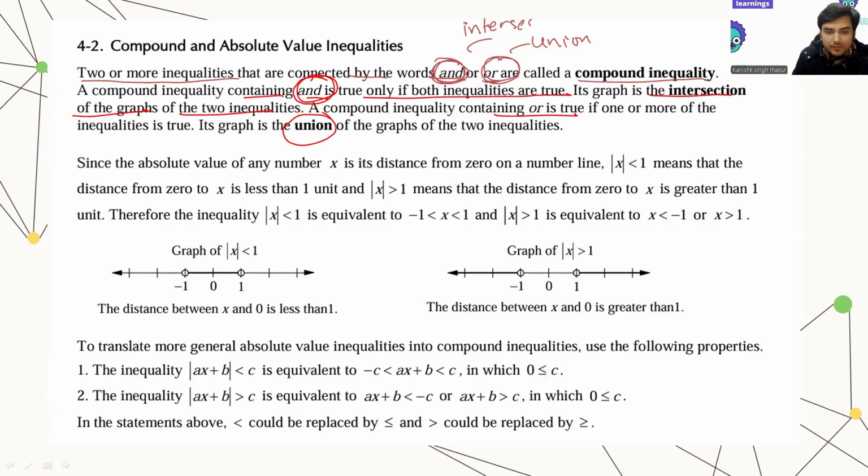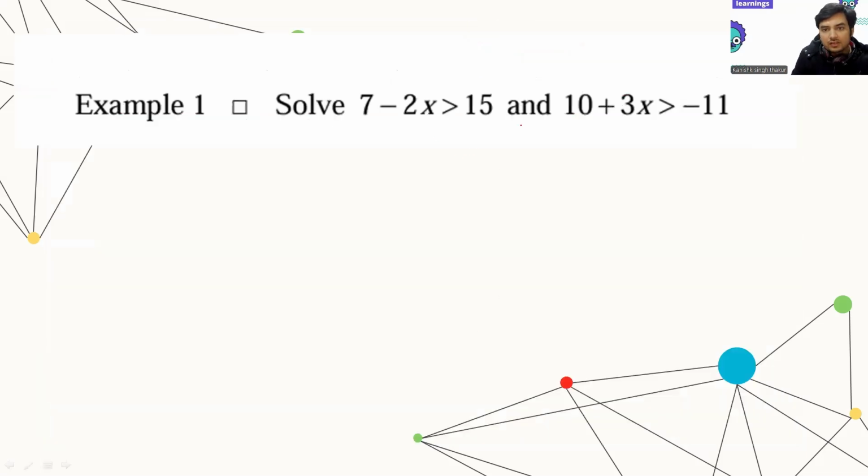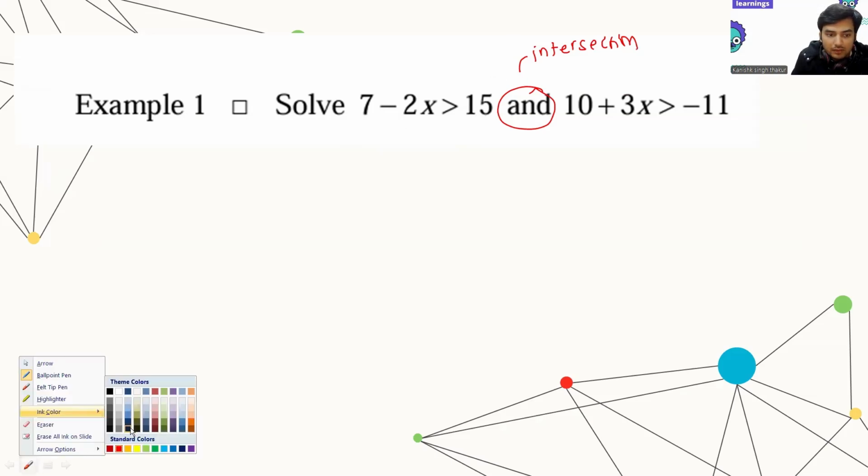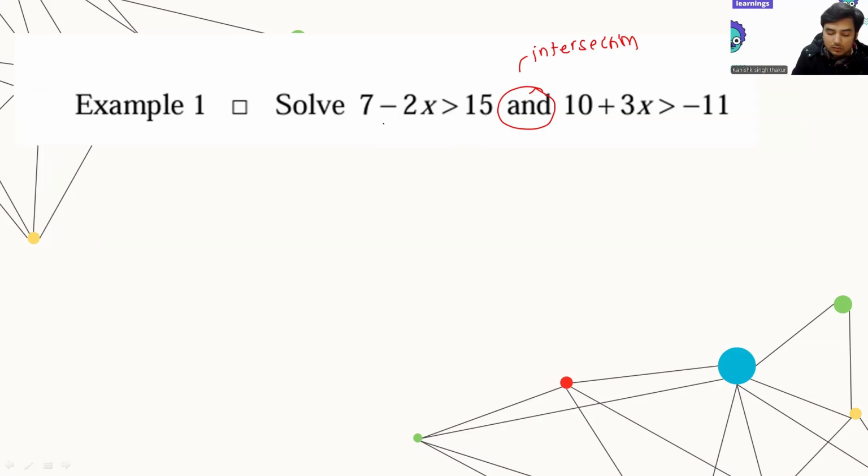Suppose I have 7 minus 2x greater than 15, and 10 plus 3x greater than minus 11. Let me find the solution. I have to take the intersection of both solutions. Let's see it graphically also, because it is easier. Let me solve the first inequality first.